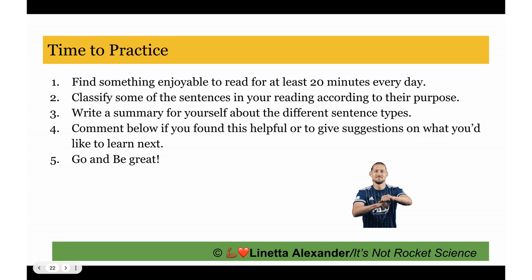And a great suggestion, if you like comic books, read a comic book and then pay attention, and then you can see the differences in those different types of sentences. Three, you can write a summary for yourself about the different sentence types. Write what you learned, and then you can always go back and pay attention to what types of sentences you used. This is all going to lead to you better understanding when you're reading. So it's going to improve your comprehension. It's going to improve your writing, and it's going to lead to great literacy.